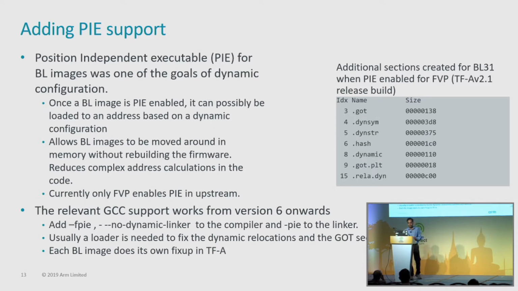In the dynamic sections shown in the block on the right-hand side, the most important ones we care about are the .got section. You can see the size also mentioned over there, all in hexadecimal. Then the .dynamic section, which describes all the other dynamic sections in the binary. Then you have the .rela section, which has the dynamic relocations. We found that PIE adds about 5 kilobytes of memory to the binary on an FVP release build. So if you are really constrained on your platform, then this may not be an option for you. But it brings in a lot of flexibility for a developer.